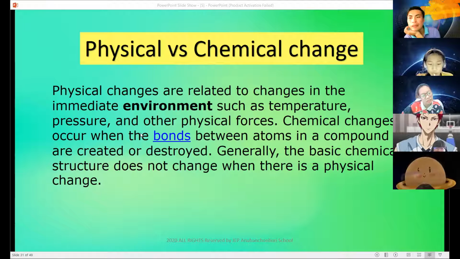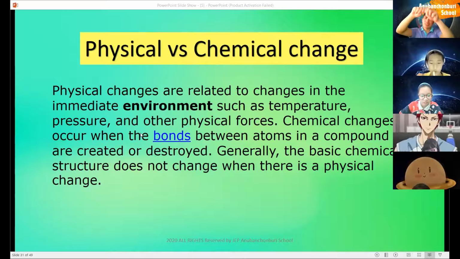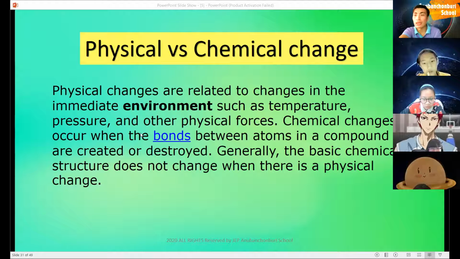Cutting, what about cutting the paper? Is that physical change? Yeah. If I cut the paper, what if I tear the paper? That is also physical change, right? Now, how can we make the paper undergo chemical change? Anybody? Burn it. Very good.